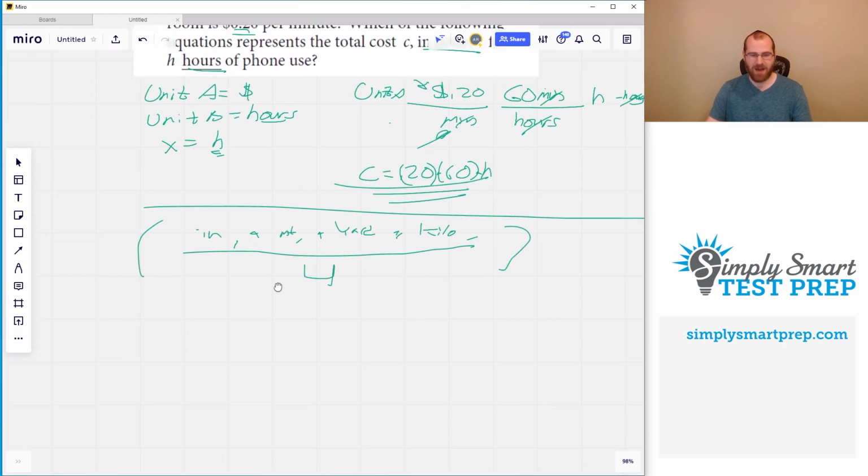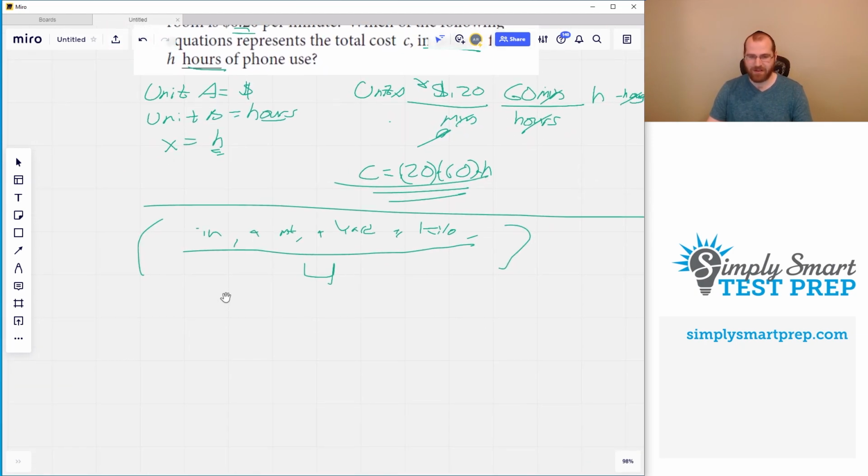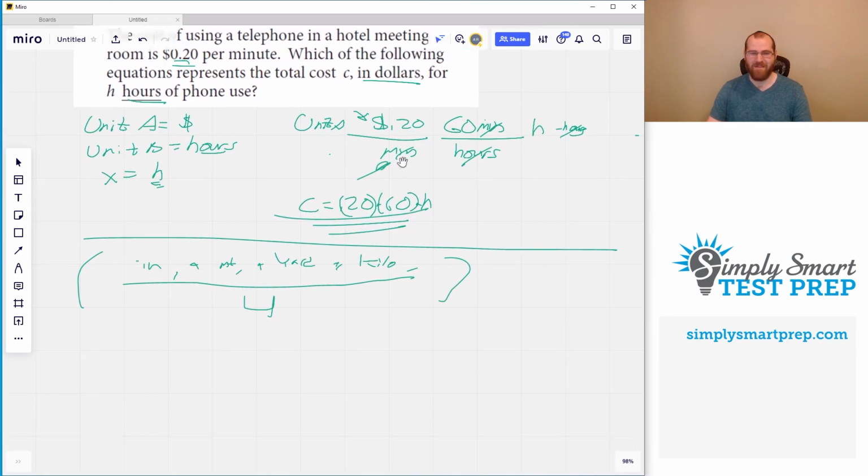I hope this method is helpful for you. I've definitely used it in a pinch. One problem comes to mind where there were actually like 4 different steps here, and I just used the zombie method once I got A, B, and X, and just ran right through it. It took 20 seconds. I didn't even think about it.